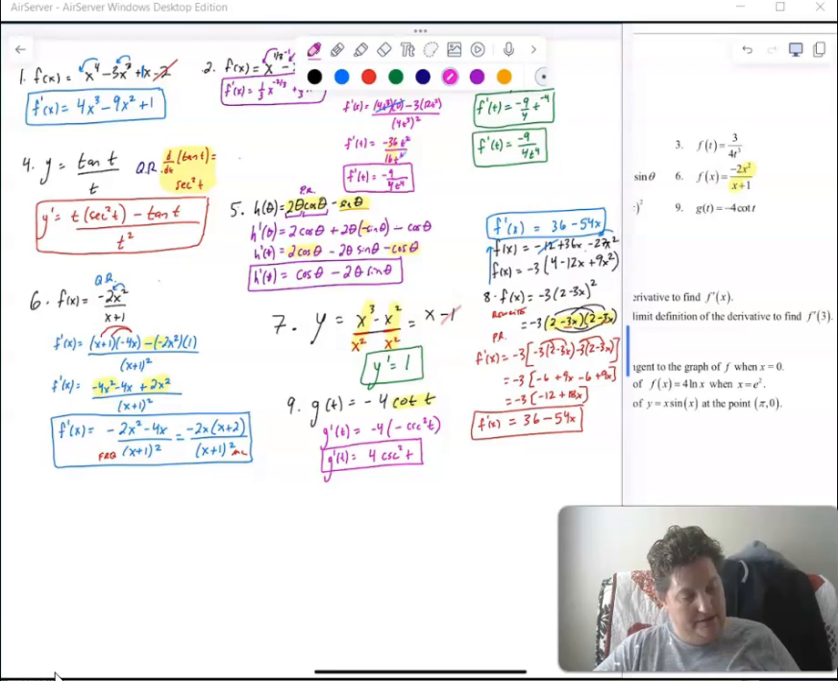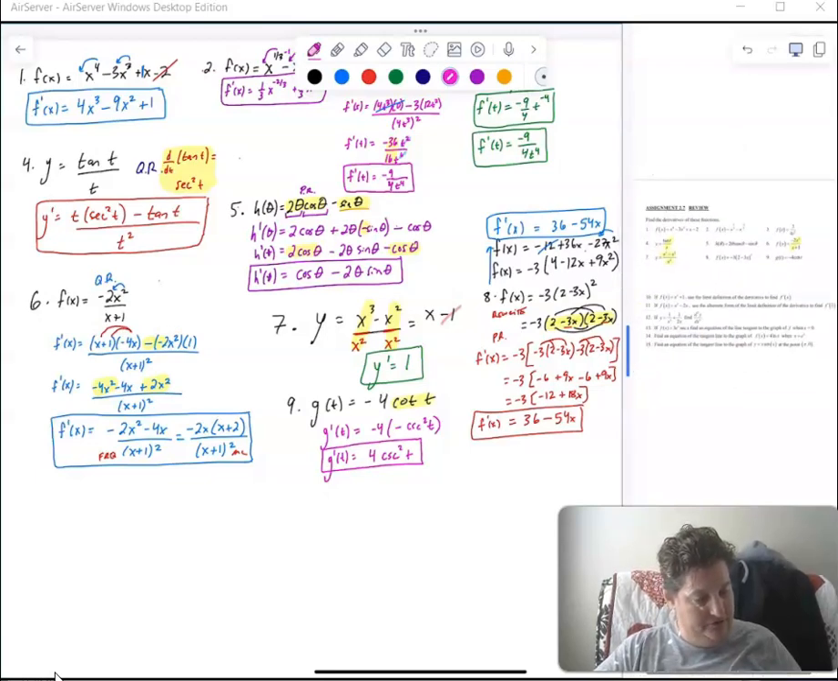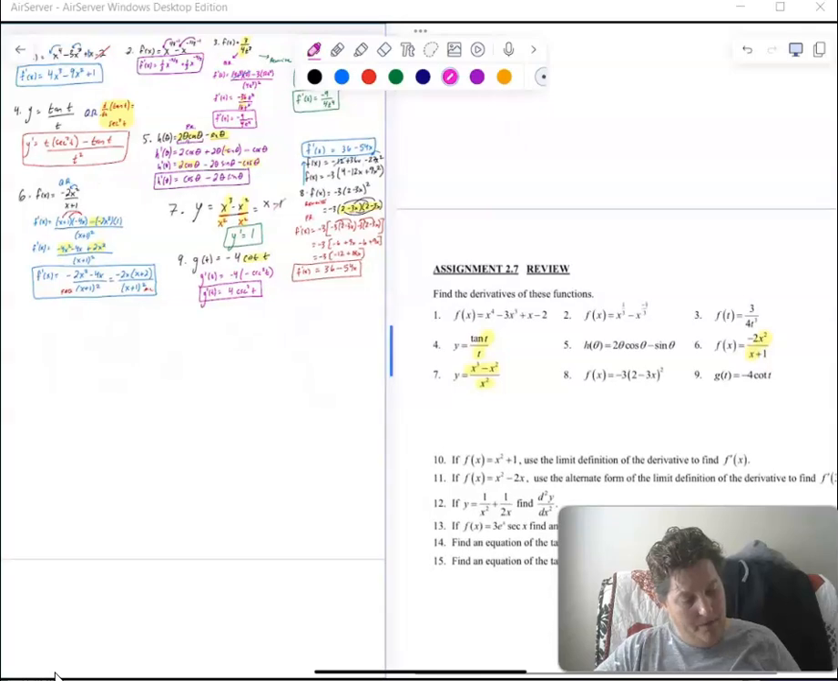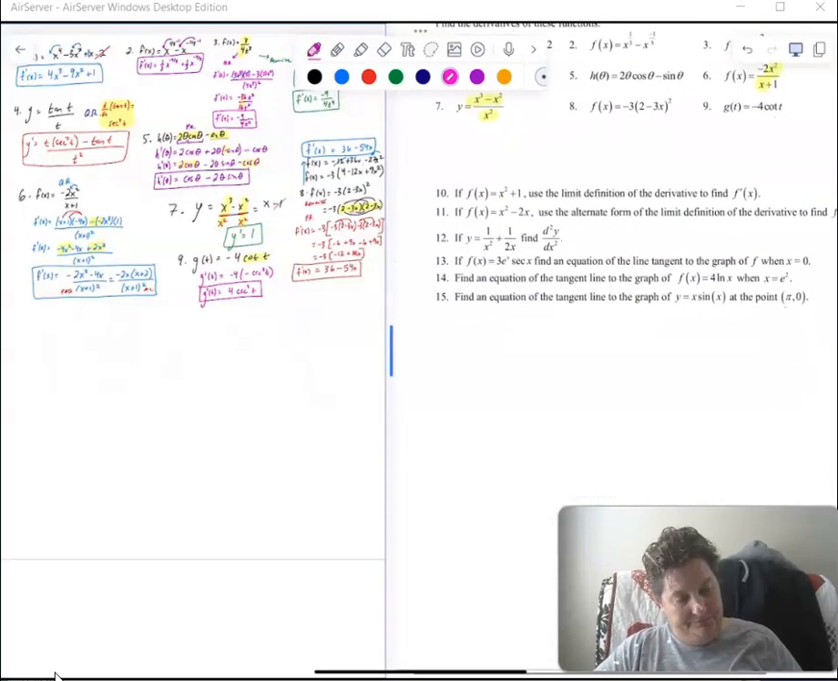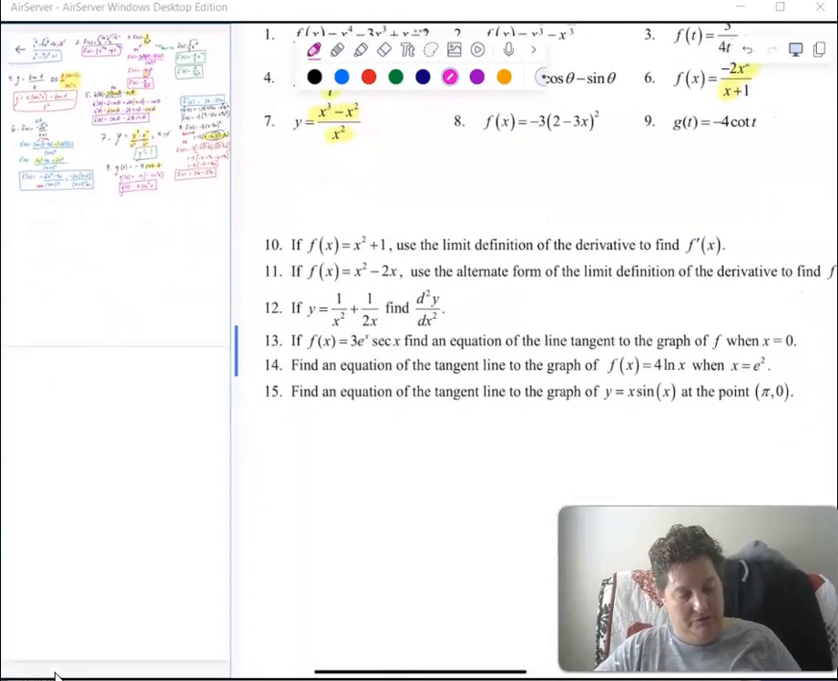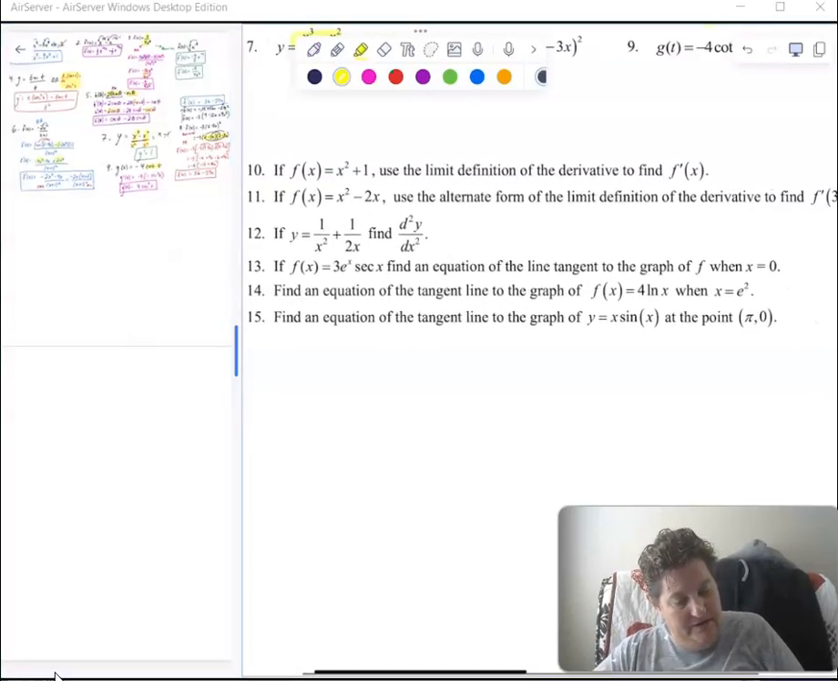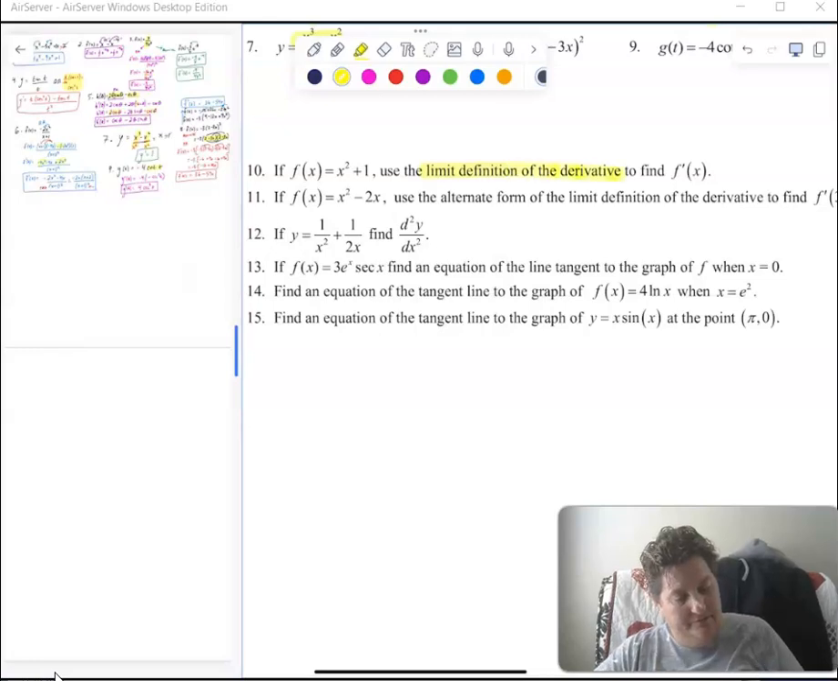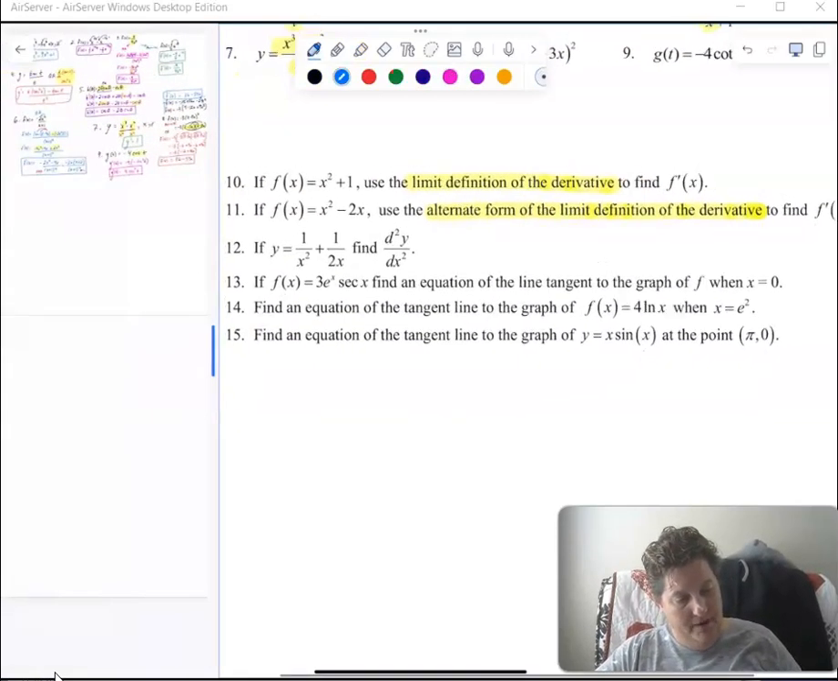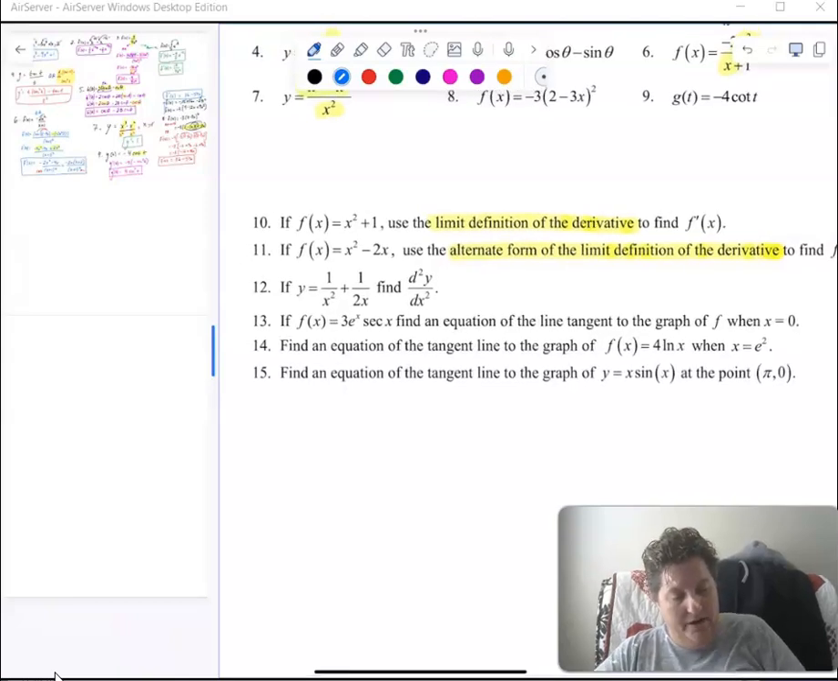Okay, great. All right, so that was our first little section. Now we're moving on to a couple of things that you want to remember. So let's talk about this. Limit definition of the derivative, alternate form of the limit. Okay. Now, I know that this is going to be huge, but good.